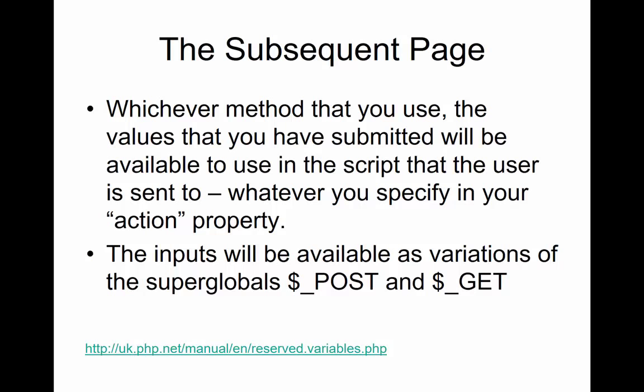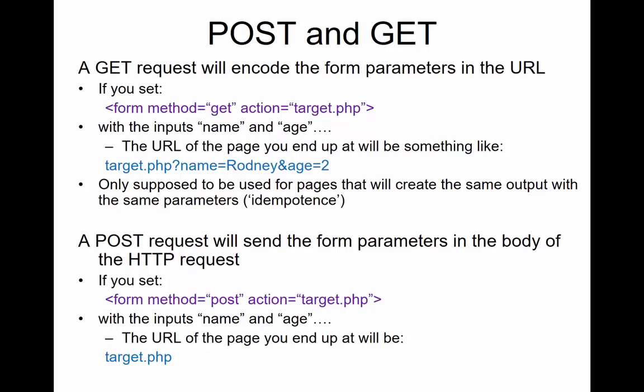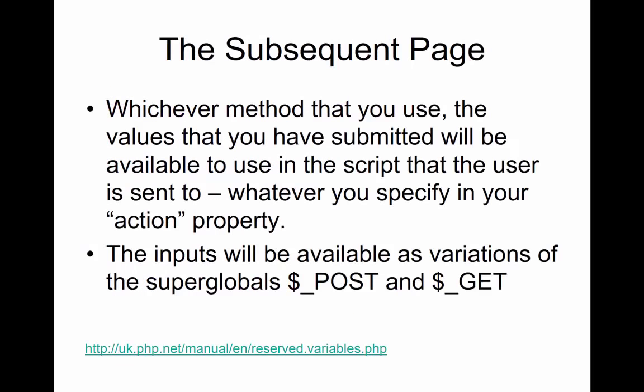and the content of those variables will then be available in something we call superglobals. So this is $_POST, $_GET. In our previous example, if we call one of the variables name, and we use get, and we call this one age, the name one will be available in $_GET['name'], and the age will be available in $_GET['age'].